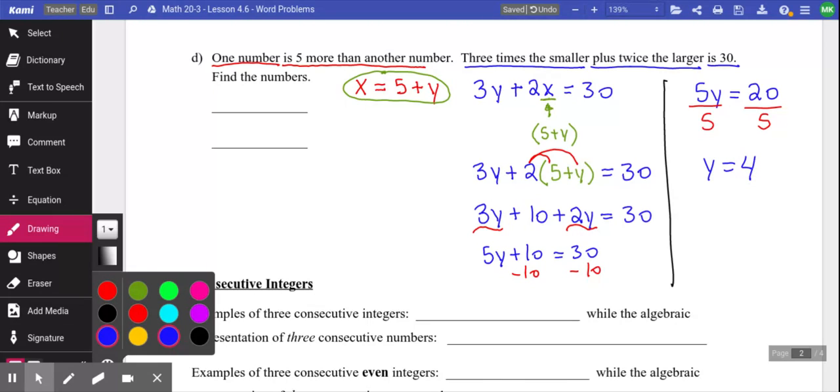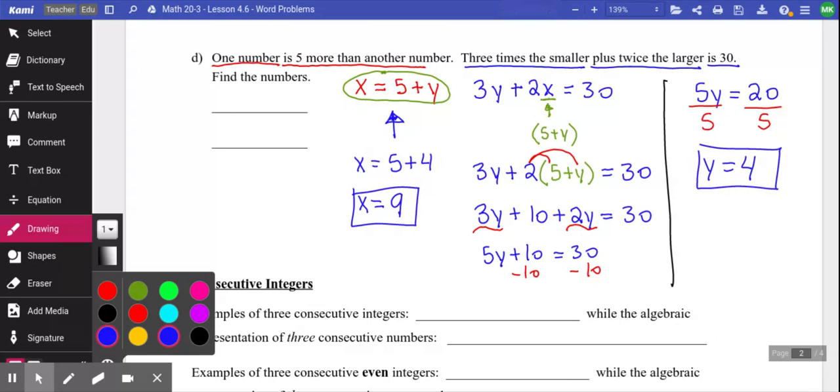That's only one of the numbers, right? I now know my y value is 4. To figure out my x value, I'm going to go back to this, and I'm going to realize, well, x was 5 more than y, and y is 4. That means x must be 5 plus 4, which is 9. My two answers are 9 and 4. Awesome.